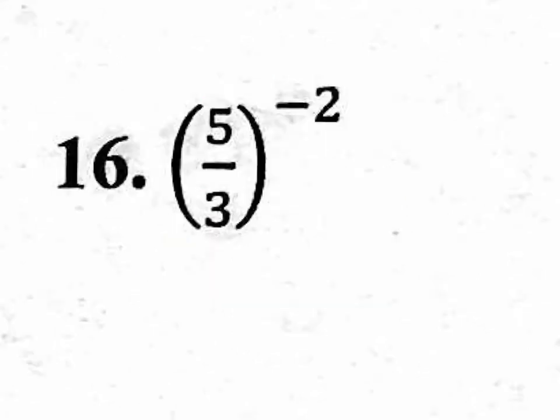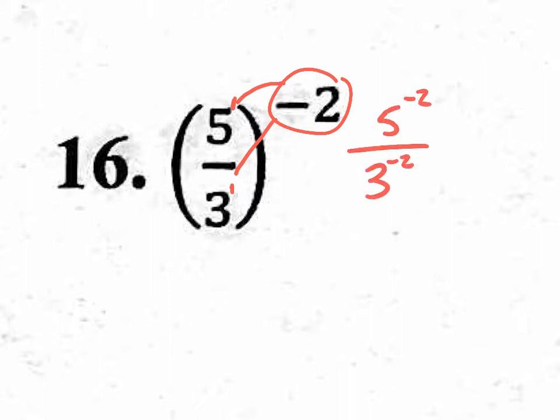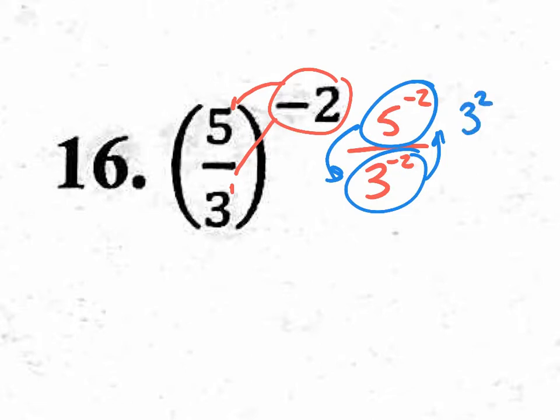Number 16, there's 2 ways of doing this problem. One would be to distribute from the outside of the parentheses to the inside on both of them. And that would give you 5 to the -2 over 3 to the -2. And then you would apply the negative exponents and move that one down and move this one up to make them positive. And you'd get 3 squared on top and 5 squared on the bottom, which means you'd have 9 over 25 as your final answer for number 16, 9 over 25.